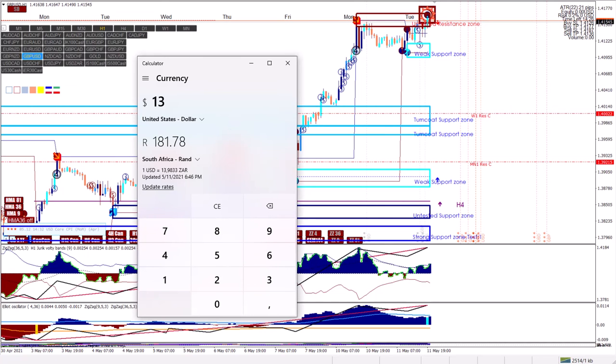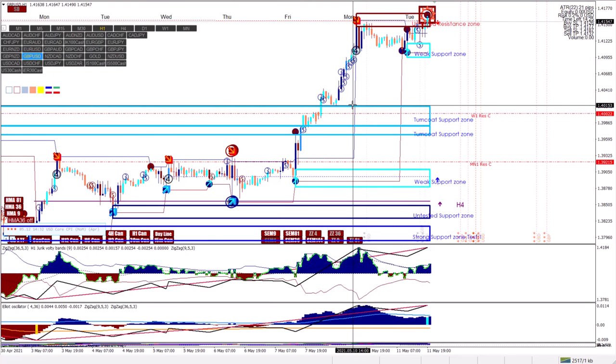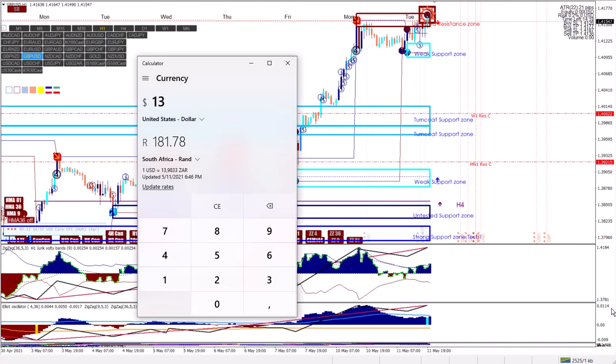How many pips is it? 151 pips is $1,300, right? So 151 pips is $1,310. That's 18,000 rand. There, right.